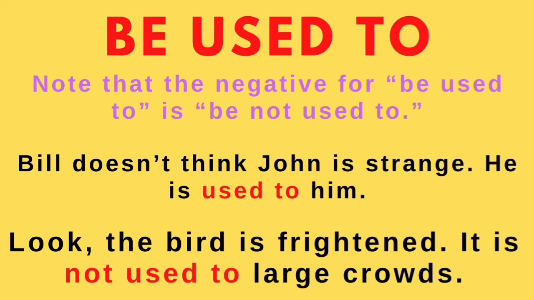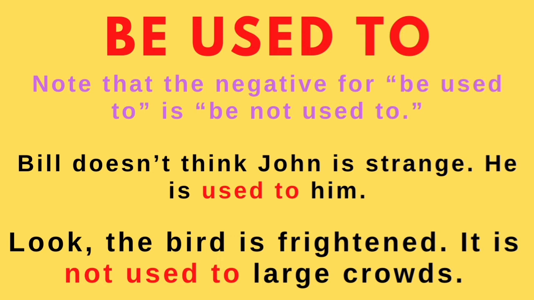So an example for be used to, but before I give you the example, note that the negative for be used to is be not used to. I know that is kind of confusing, but let me repeat. The negative for be used to is be not used to. So an example, Bill does not think John is strange. He is used to him. So when you're used to somebody, you don't think they're strange. You're accustomed to them. The next example would be, look, the bird is frightened. It is not used to large crowds.